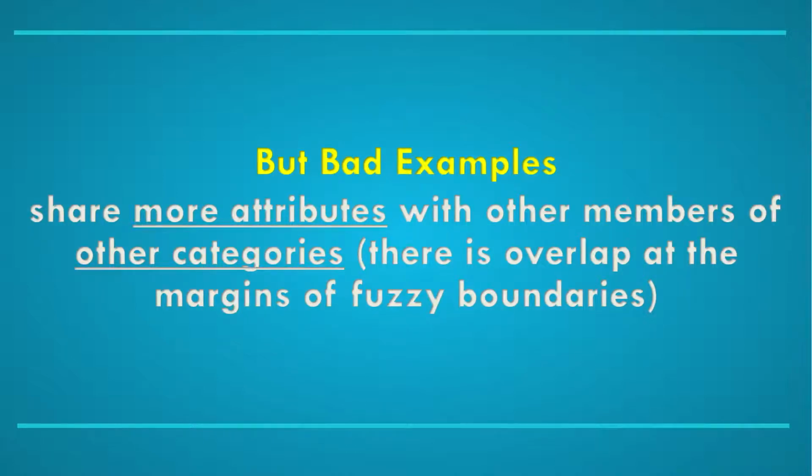But bad examples share more attributes with other members of other categories. There is overlap at the margins of fuzzy boundaries. So categories do not just disappear into the void. They start interacting with other categories when you consider bad examples of one given category.